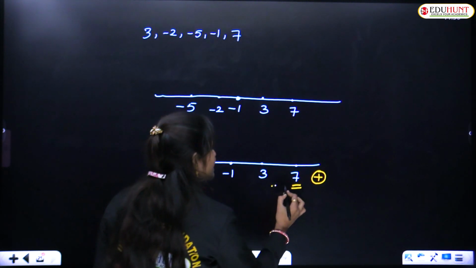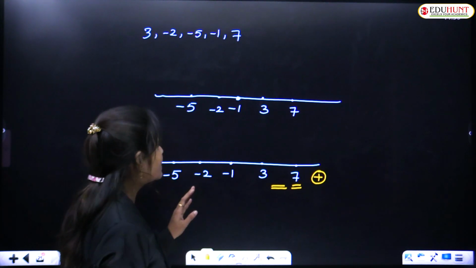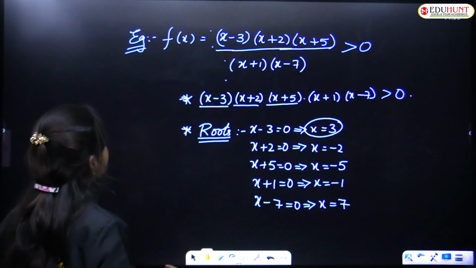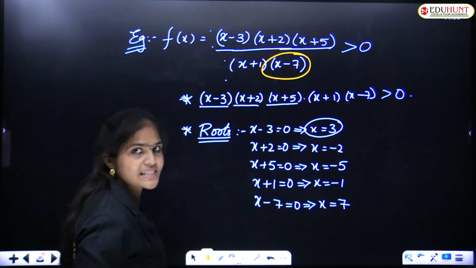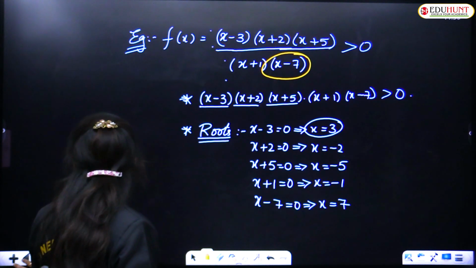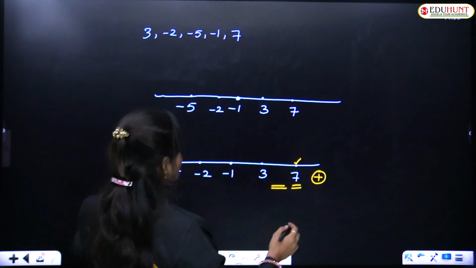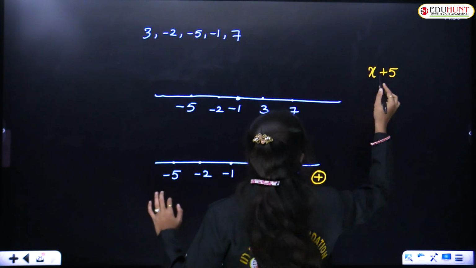So which sign do we have to write? Just observe that while you are crossing 7, you have to check that expression. Actually 7 is the root of x minus 7. So I will write those expressions here also. Here x minus 5, that is the root of x plus 5.